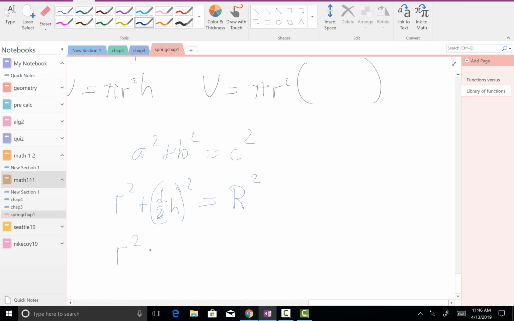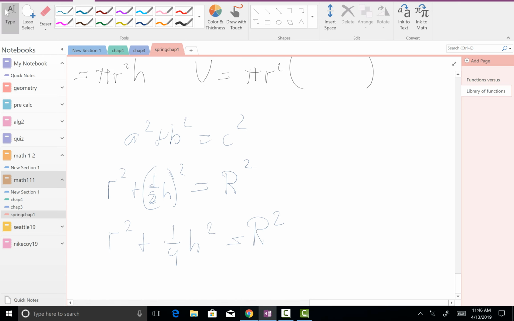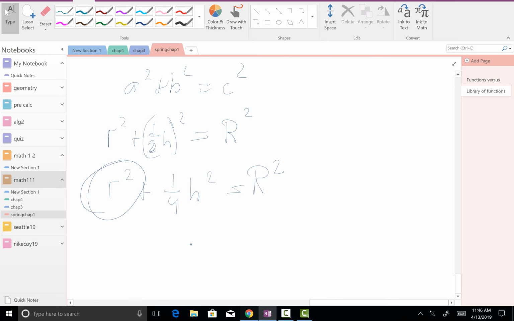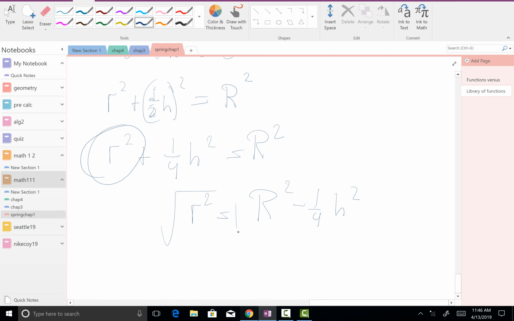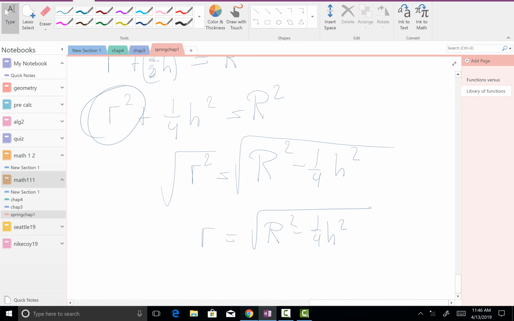So this r squared is going to stay. This is going to be 1/4 h squared equals big R squared. So we want to solve for r squared, so we're going to move that stuff over to the other side. I'm going to get r squared is equal to big R squared minus this. And then to get rid of the r squared, we're just going to square root. So there's my r. Now you think you're almost done, but well, not quite.